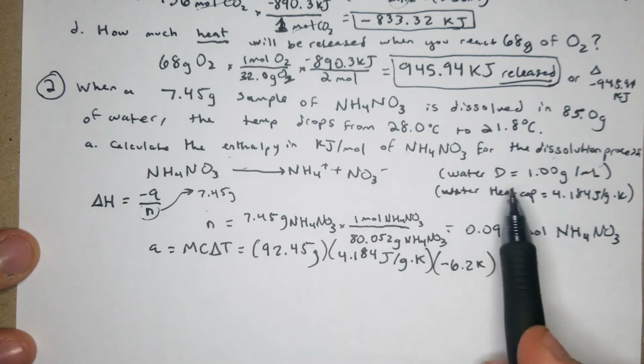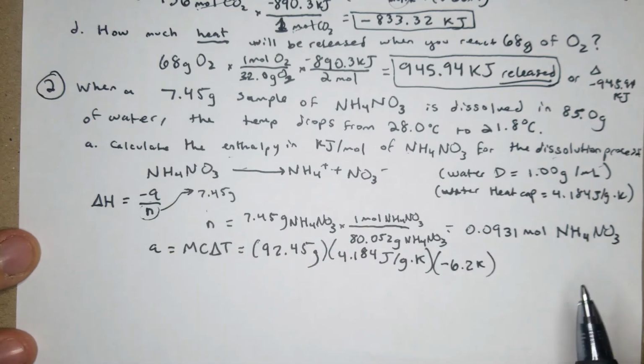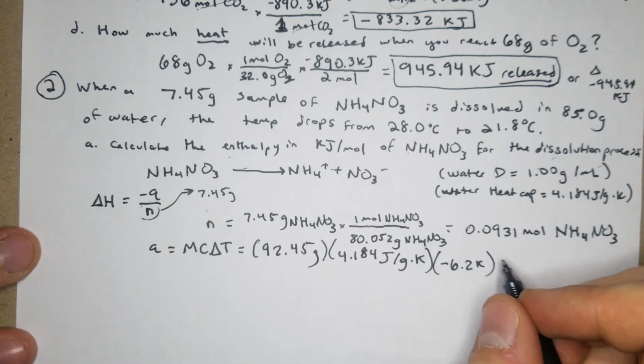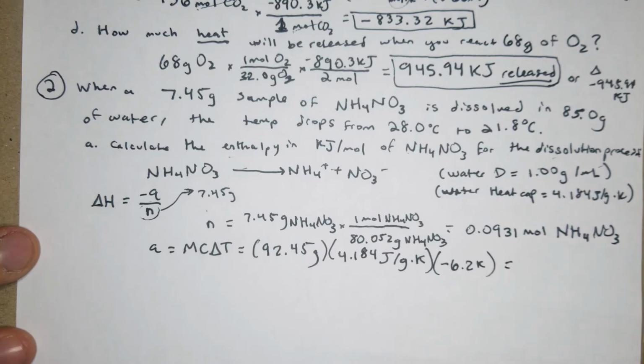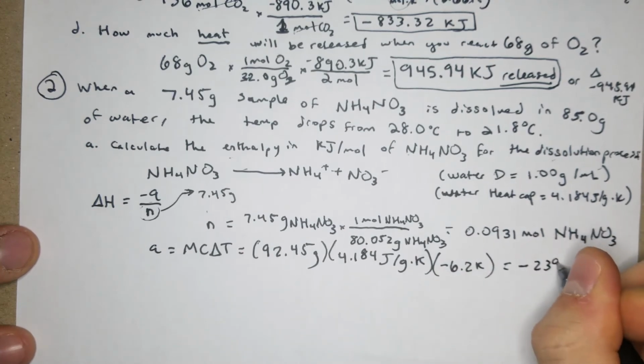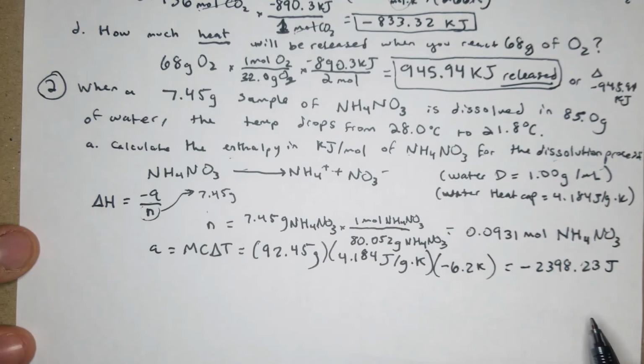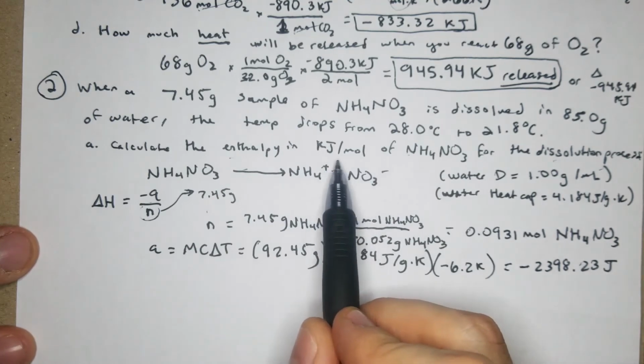And so we're going to have this right here, the 92.45. Because of the equation, we basically have the 85 grams and the 7.45 grams, and we're just going to put them together because it is together in this format here. 92.45 times 4.184 times negative 6.2. We're going to get negative 2398.23 joules. And then we'll take that, and remember the question asked for kilojoules.